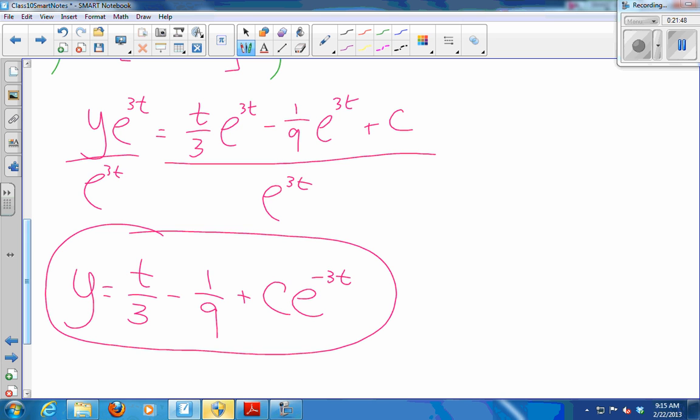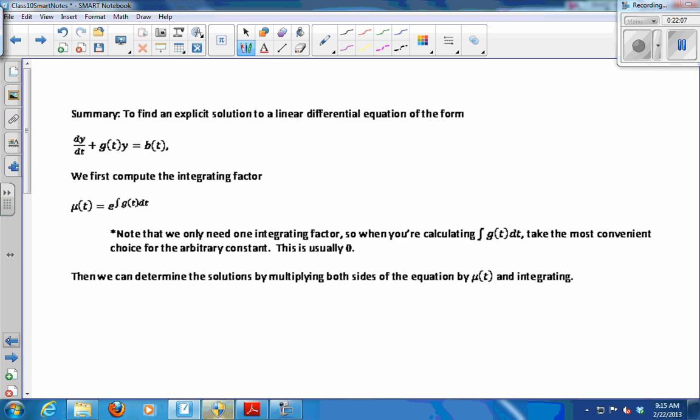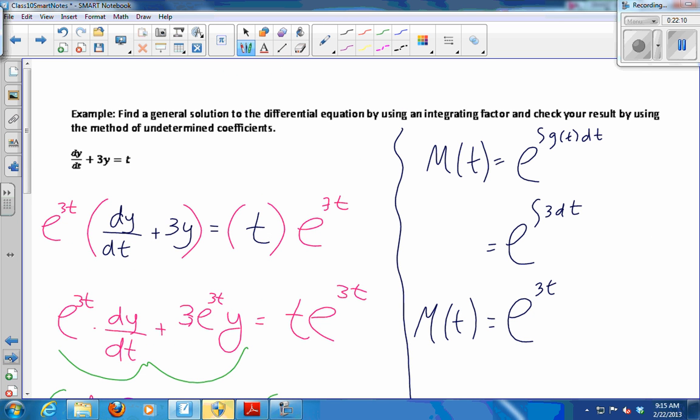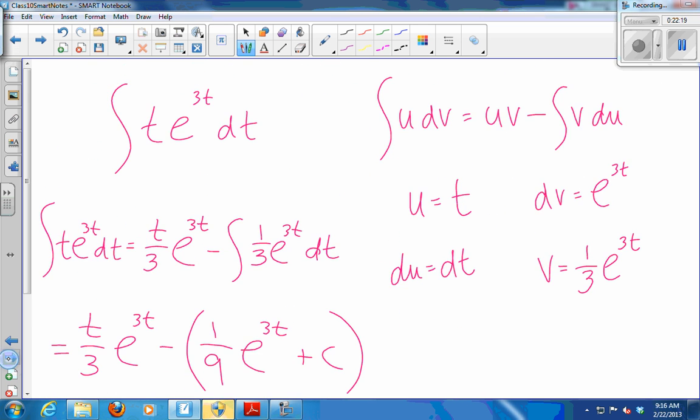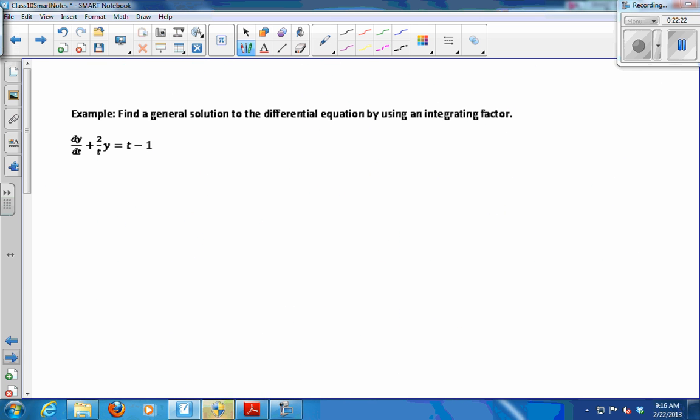It's kind of a long process. Two integrals plus answering the question, right? So should we do another one together, or do you want to try the next one? Let's do another one. On this one we could, because the coefficient on the y was a constant, right? It was a 3. But I wanted to start with an easy example to show you the method. All right, so let's do another one together.